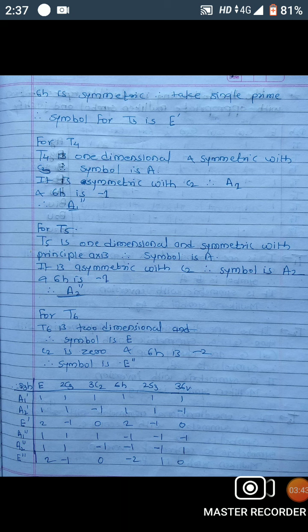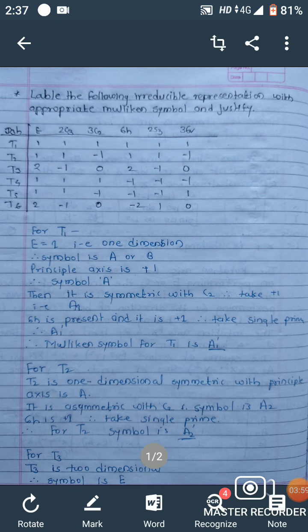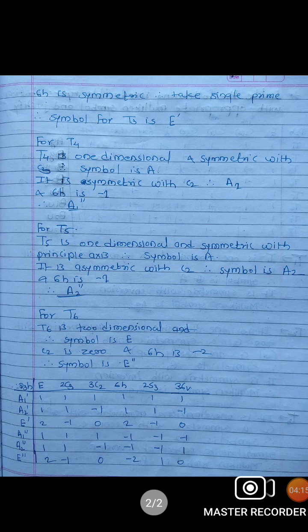Now we discuss the Mulliken symbol for the fifth irreducible representation. This fifth irreducible representation is also 1, therefore it is one dimensional. It is symmetrical to the principal axis, therefore we take the capital A. It is unsymmetrical to the subsidiary axis, that is C2, therefore we take 2. Now the symbol is A2, and it is unsymmetrical to the horizontal plane, therefore we take the double prime, that is A2 double prime. The Mulliken symbol for the fifth irreducible representation is A2 double prime.